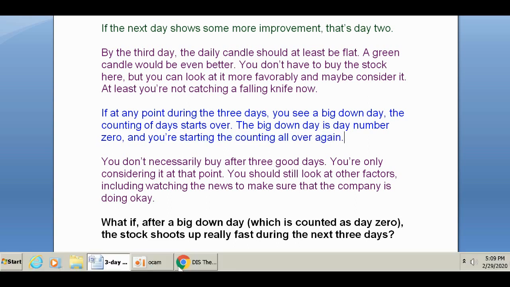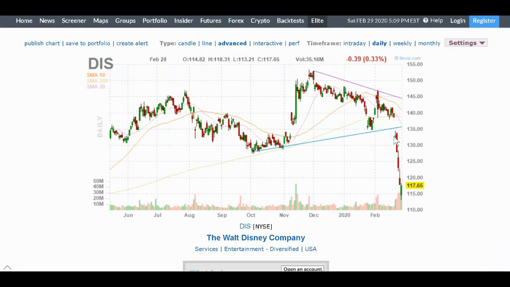So Disney is a perfect example. You have a big down day. This is day 0. Another big down day, so again, we're still at day 0. Another big down day, still day 0. Another big down day, still at day 0. Here's a fairly decent day, so I can actually count this. This one closed right about where it opened.